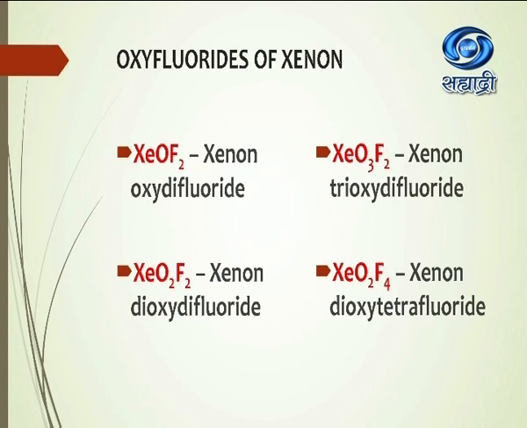Oxyfluorides of xenon. So these are 4 oxyfluorides of xenon that exist. First is XeOF2, xenon oxydifluoride. Then XeO2F2, it is xenon dioxydifluoride. Then XeO3F2, xenon trioxydifluoride. And XeO2F4, xenon dioxytetrafluoride. So these are some of the oxyfluorides of xenon which exist.